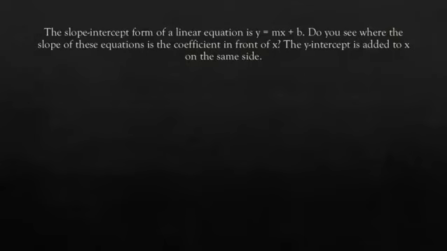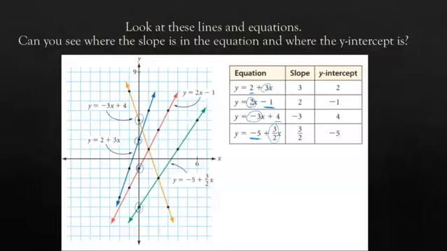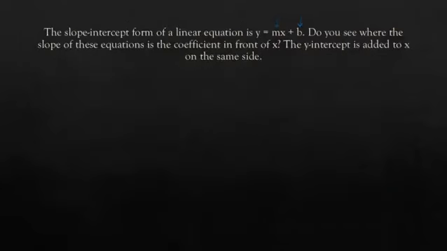The slope-intercept form of a linear equation is y equals mx plus b. Remember that m was our slope and b was our y-intercept. Do you see where the slope of these equations is the coefficient number in front of x? So even going back to look, our slope could be in the first spot or the second spot, but it was always the coefficient in front of x. That was where our slope was. And our y-intercept is just added to x on the same side of the equation.